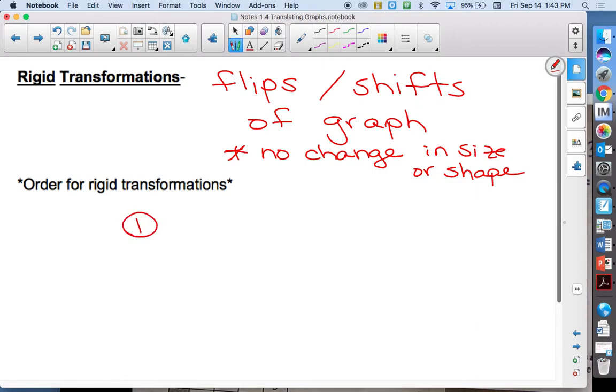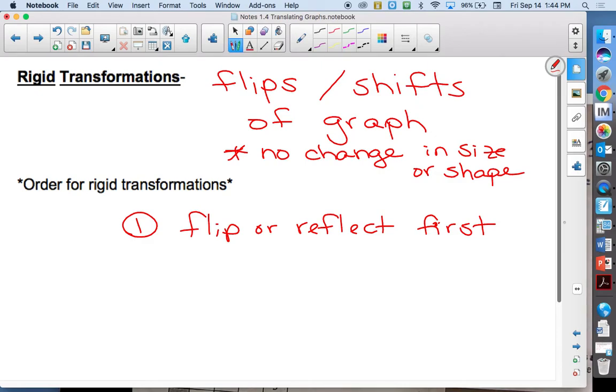Brandon, which one of those two do you think you do first? Flip. Why? Because if you shift it and it shifts over one of the axes, then you can't really flip it anymore. So the other reason that you would want to flip or reflect it first is because you're literally taking one of the variables and you're making it negative.